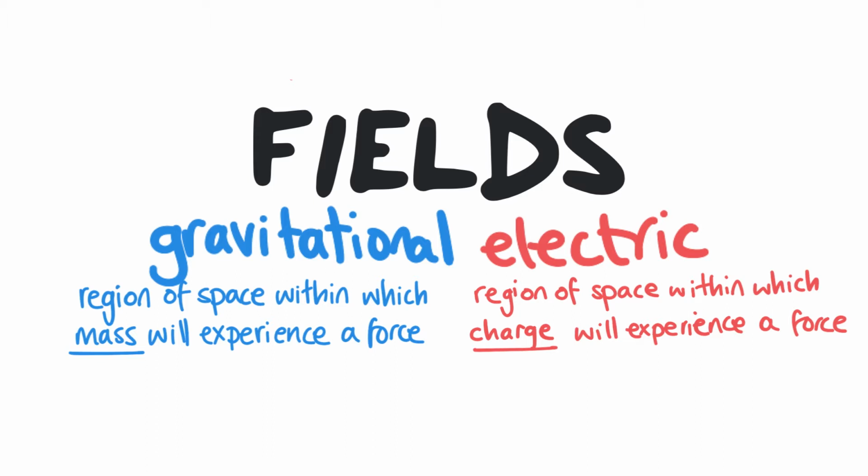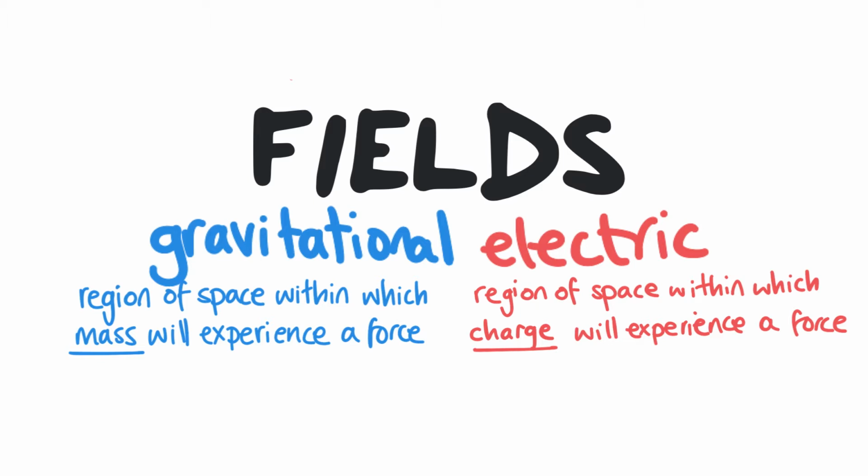So let's start off with a definition for a field. What do we mean by a field? So a field of force is a region in space within which objects with a particular property will experience a force. Now, first of all, I want to draw your attention to that word region. It's important to use the word region rather than area, because area would imply that it's only 2D, but a field of force acts in the 3D.